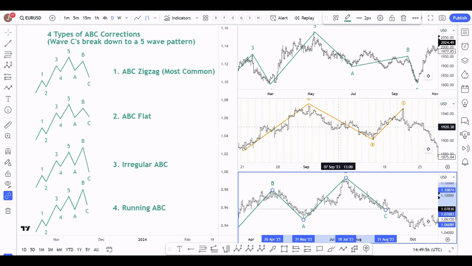So there you have it, the 4 key types of ABC corrections. And the reason we want to be masters of identifying the end of a correction is because after the end of a correction, we would expect a continuation of the prior trend to new highs, regardless of which type it is. Now also note that the reverse is true. On a downward trend, we expect an ABC zigzag, so you can use the inverse for the exact same methodology and the same rules and anticipation.